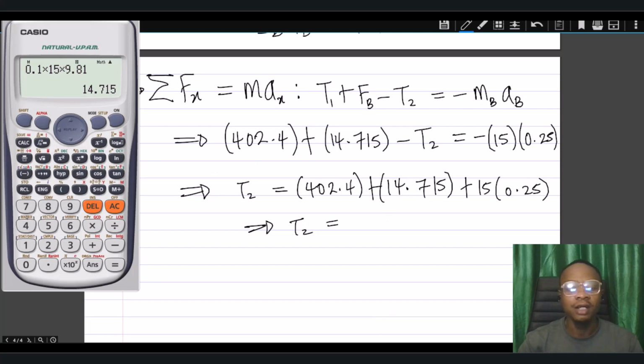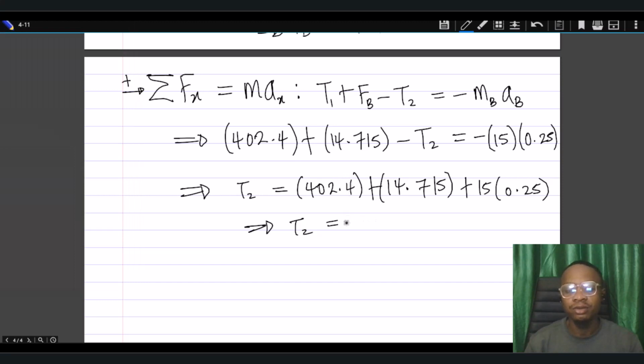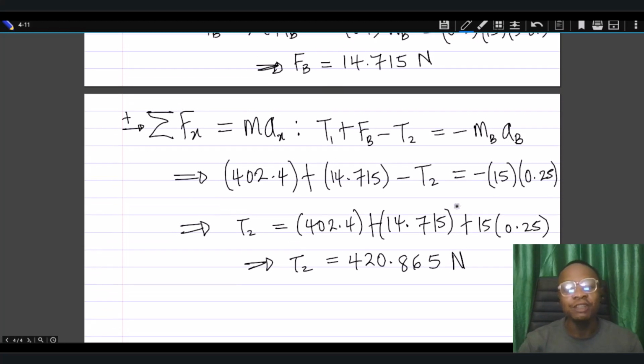We have 402.4 plus 14.715 plus 15 multiplying 0.25. That gives us 420.865, and that is obviously in newtons. Okay, so with this, we're done with body B.